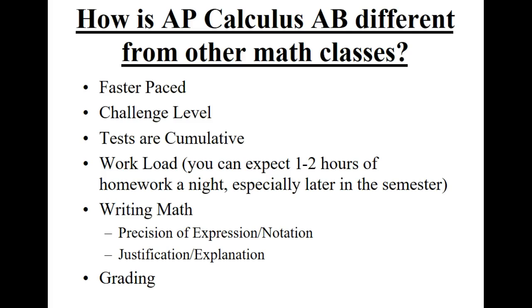I would say a big one is the workload. You can expect about 1 to 2 hours of homework a night if you're serious about the class and you want to pass your AP test. If you're going to settle for a C and don't care about the AP, then you could probably get away with maybe 30 minutes of homework a night or copying somebody before class or whatever. But if you actually want to pass the exam, then you're going to want to do about 1 to 2 hours of homework a night.